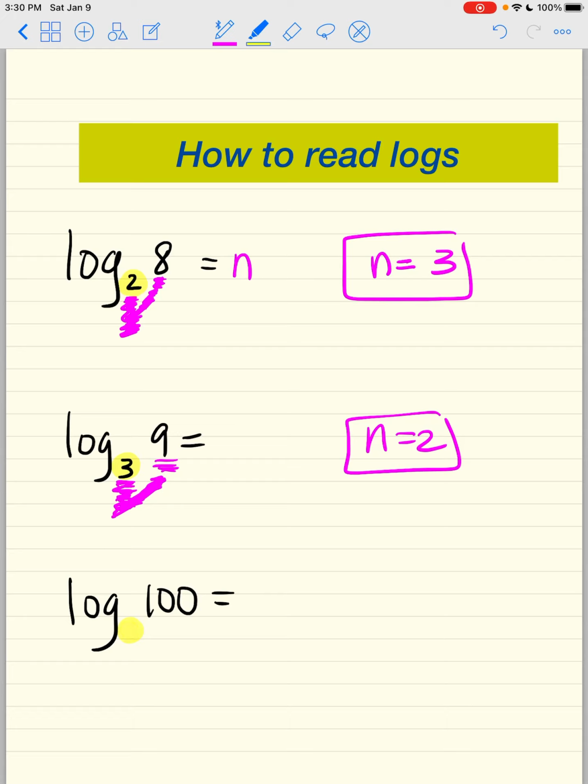Anytime there is no base, we need to put a 10 there. When there is no base, we should put a 10. And once again, how do we read this? 10 to what power makes 100? 2.